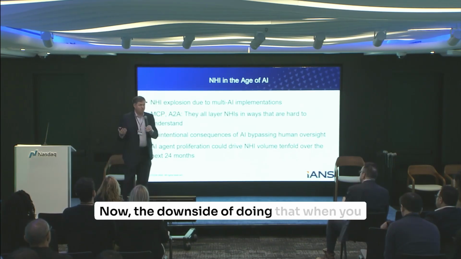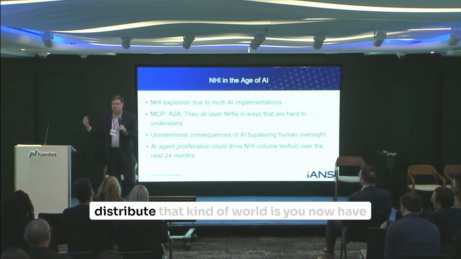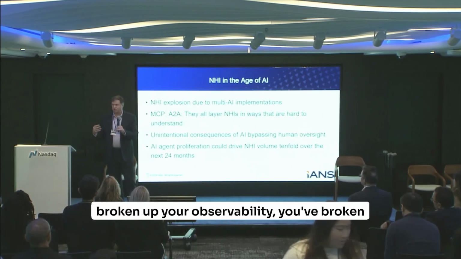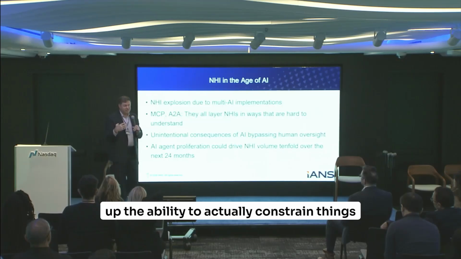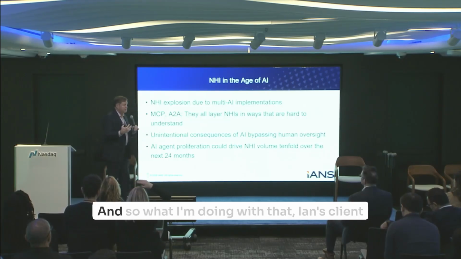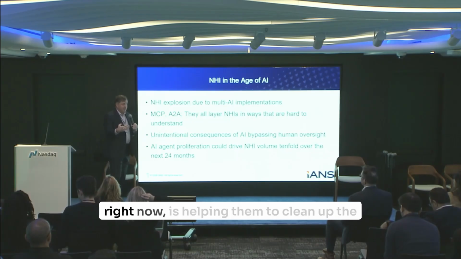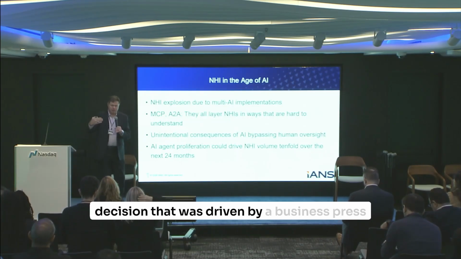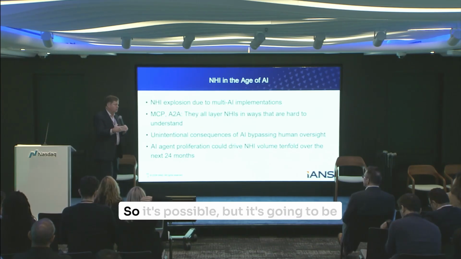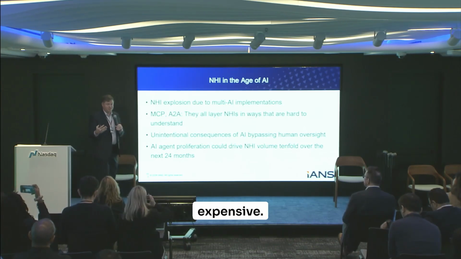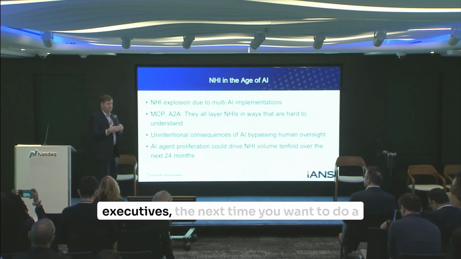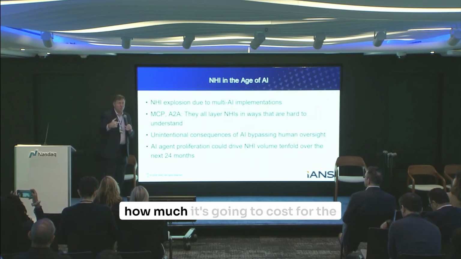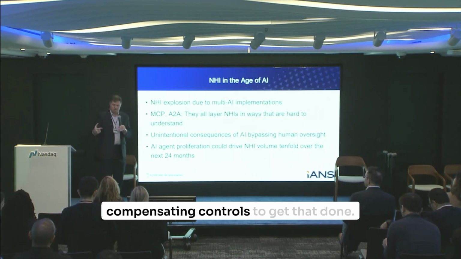Now, the downside of doing that, when you distribute that kind of world, is you now have broken up your observability. You've broken up the ability to actually constrain things in very poor ways. And so what I'm doing with that IONS client right now is helping them to clean up the mess because of the not great technical decision that was driven by a business press release decision. So it's possible, but it's going to be expensive. What I told them to communicate to their executives: the next time you want to do a press release, talk to the tech team and ask how much it's going to cost for the compensating controls to get that done.